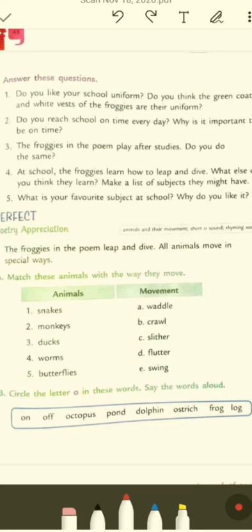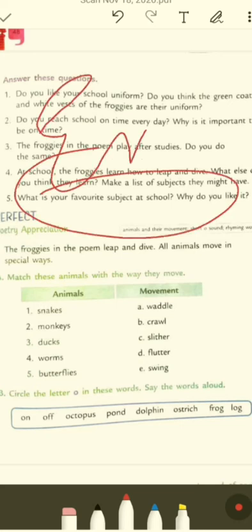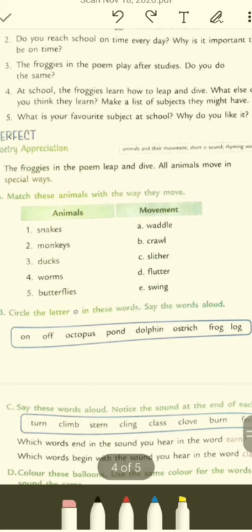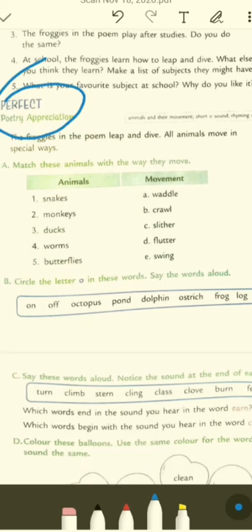Okay, what is your favorite subject at school? Why do you like it? You can say English or Hindi, whatever you like. The reason behind this, you can write your own reason. It helps me speak and understand things well. It's an international language, so okay. Perfect. Next session, poetry appreciation.